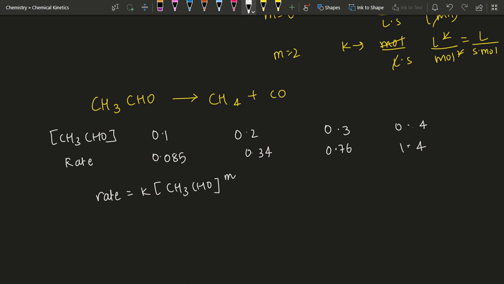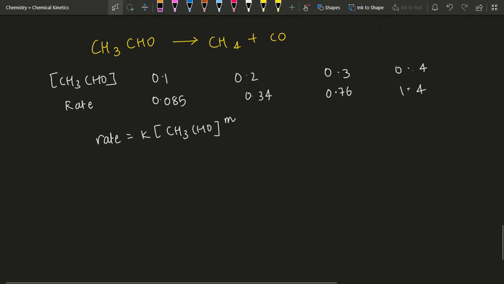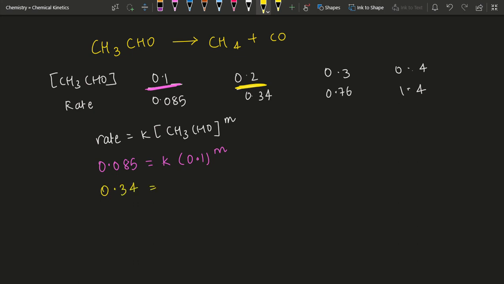Okay. And if you start by taking that, let's take any two instances. Let's take, I don't know, this place right here and this place right here. So rate 1 is equal to, let's do both of them in different colors. Let's do this in pink. So you have rate 1, which is 0.085, and that's equal to k times 0.1 to the power m. And for the one in yellow, you have the rate 0.34 equals k times 0.2 to the power m.